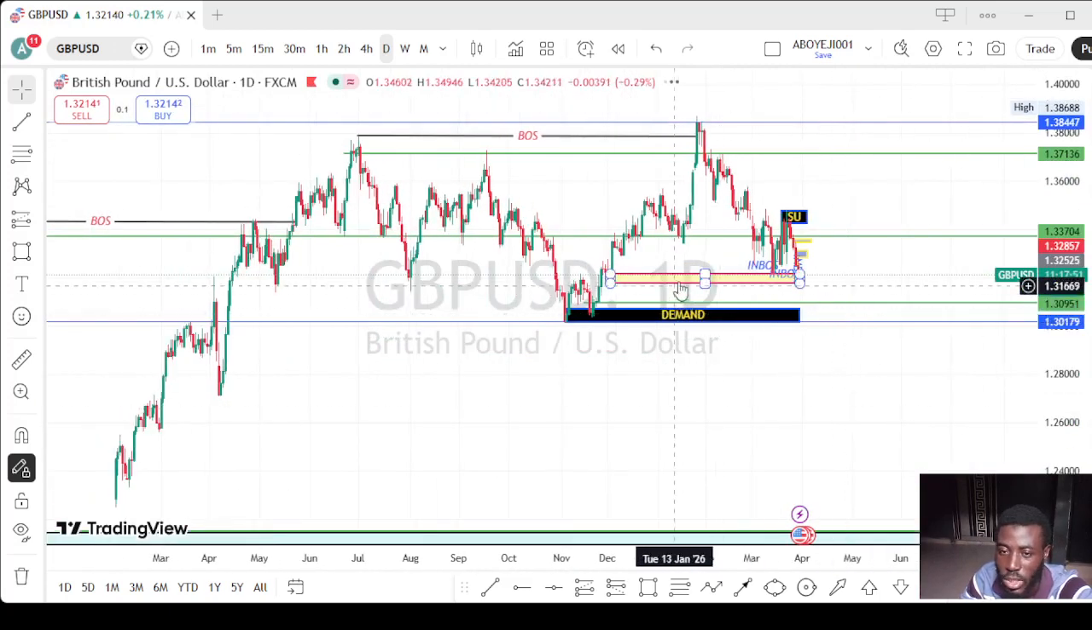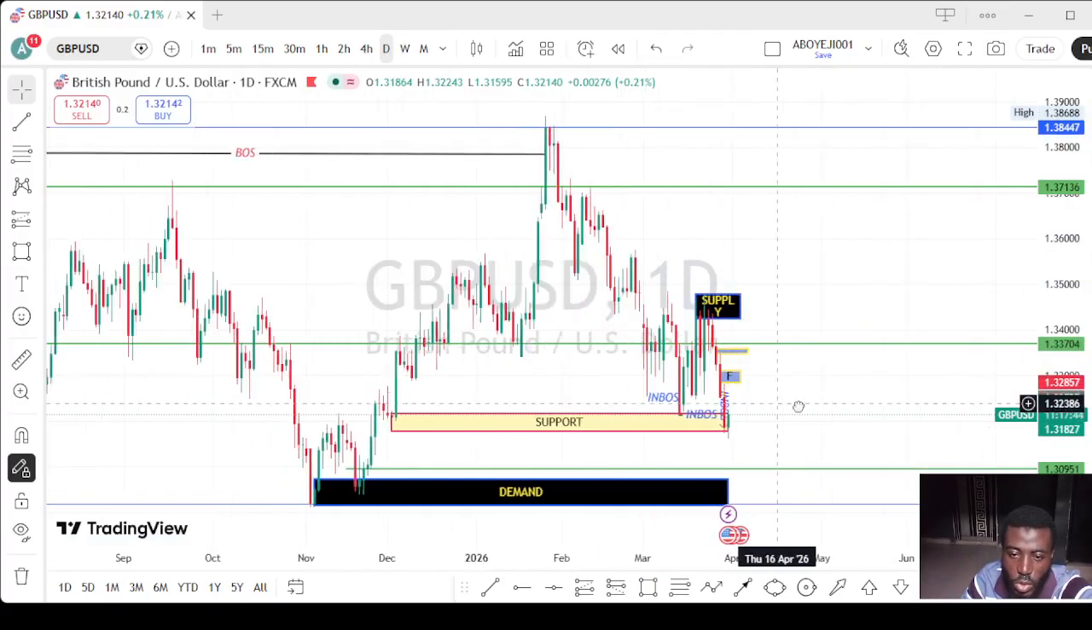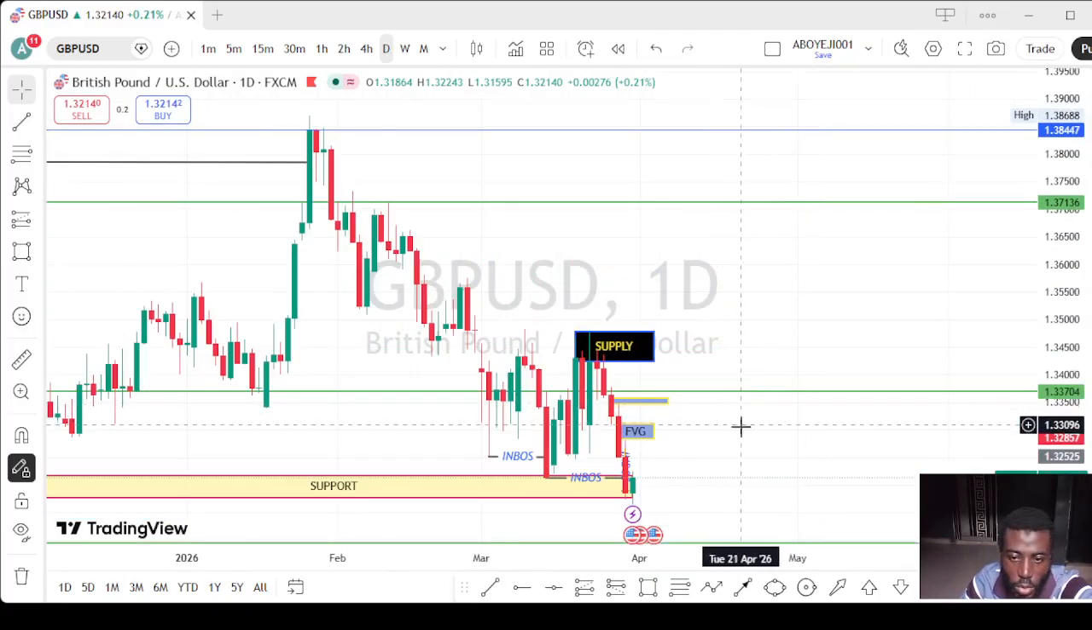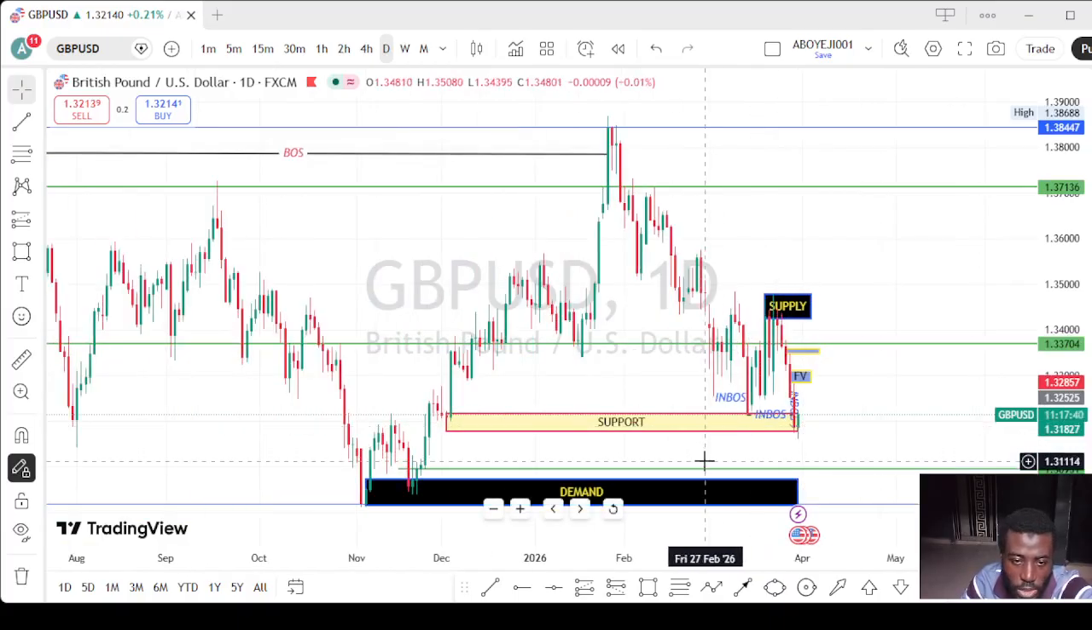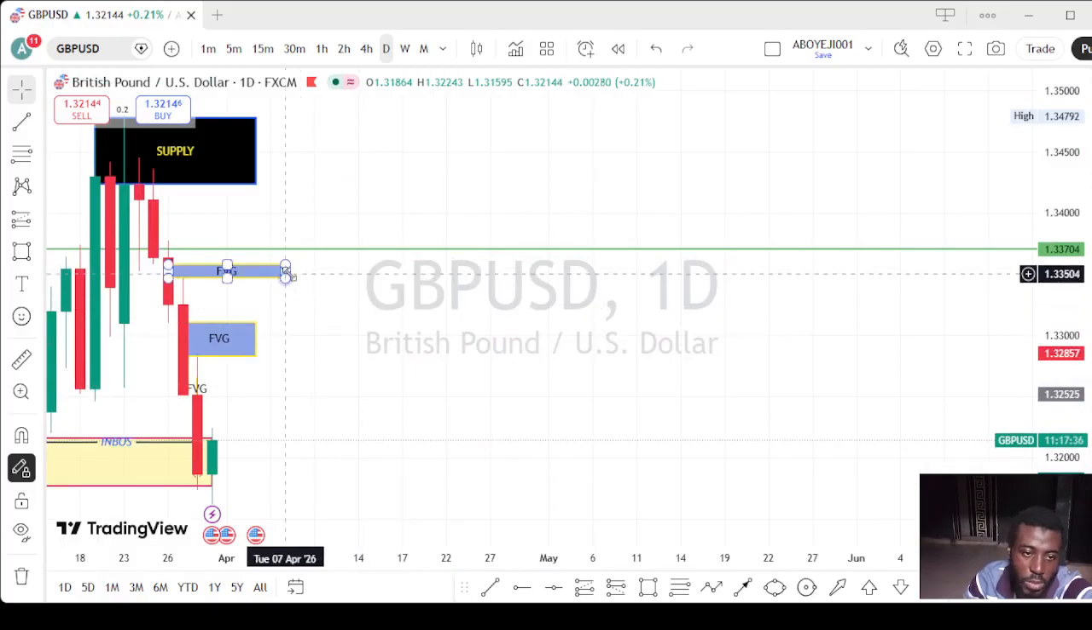Guys, be patient on this trade, seriously, because we still have major demand down. So you don't know, maybe the market wants to respect the major demand, because on the major demand there is more FEG here, you can see. So let's say maybe the market wants to respect the major demand, that's why the market gives us another break of structure.